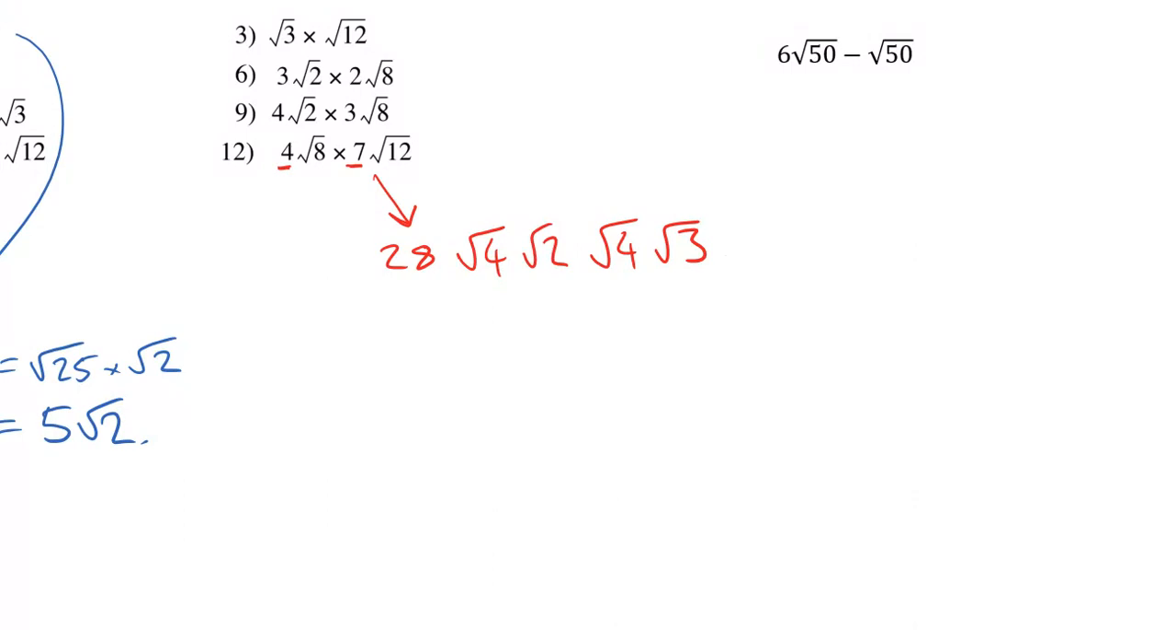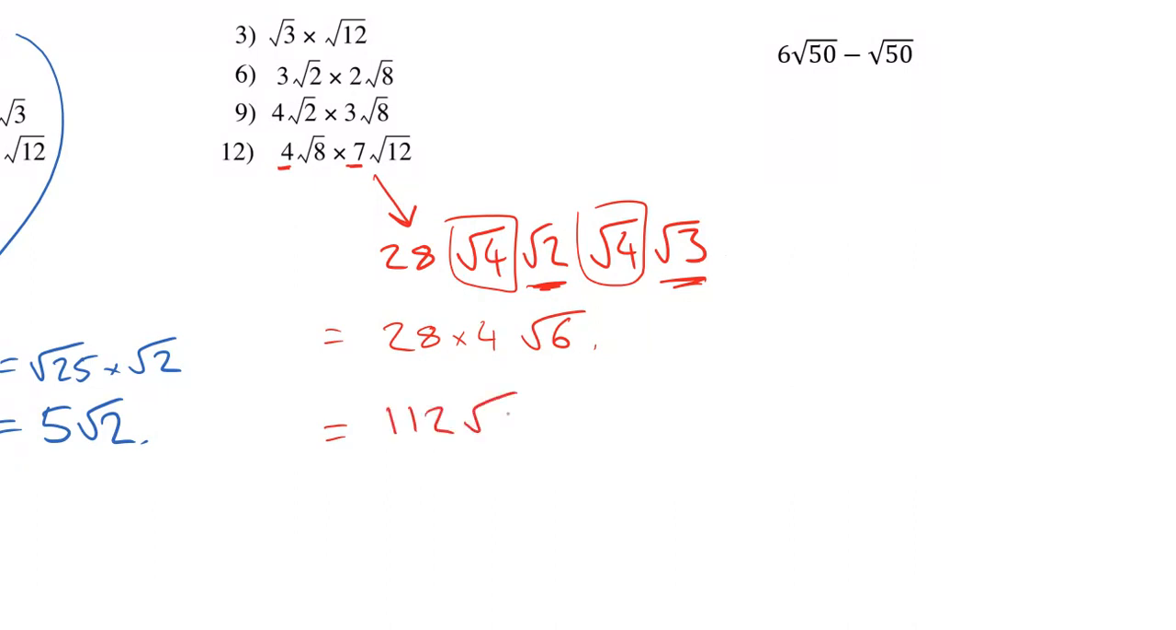But from here, well, I could actually take these pieces, and I know that root 4 multiplied by root 4 is 4. So I've got 28 times 4. And then root 2 root 3 is going to be root 6. So we can bring it down to that. And then I've got to work out what 28 times 4 is. Well, 28 times 2 is 56. So 28 times 4 is going to be 112. So my final answer here is 112 root 6.